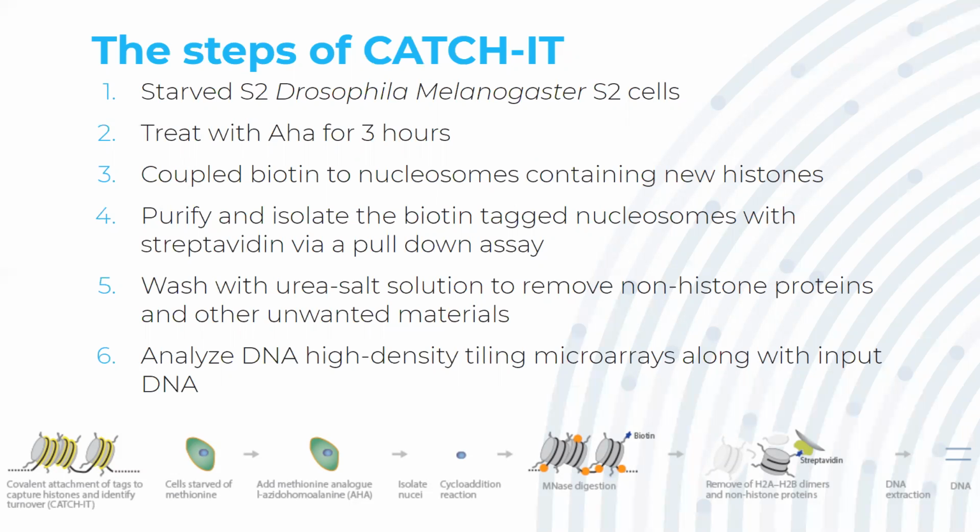That method is called a pull-down assay, which basically measures protein interactions. Then there was a wash with urea salt solution in order to remove non-histone proteins and other unwanted materials. And then the last step was to analyze the DNA using density tiling microarrays, which is just a tool for measuring gene expression. I do have a picture at the bottom of the slide of the steps, kind of like a visual and a basic summary of them.